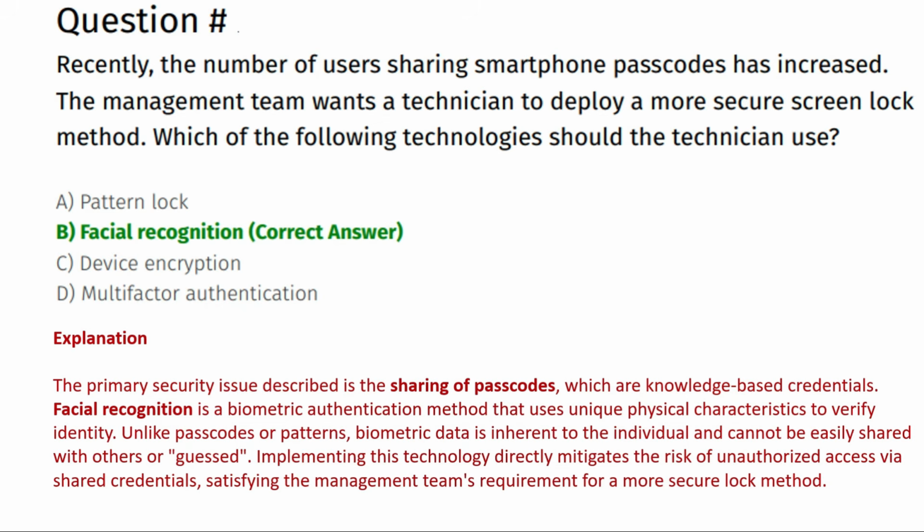So let's check the explanation. The primary security issue described is the sharing of passcodes, which are knowledge-based credentials. So facial recognition is a biometric authentication method that uses unique physical characteristics to verify identity. Unlike passcodes or patterns, biometric data is inherent to the individual and cannot be easily shared with others or guests. Implementing this technology directly mitigates the risk of unauthorized access via shared credentials, satisfying the management team's requirement for a more secure lock method. So that's why the correct answer for this question is option B, facial recognition. So let's move to the next question.